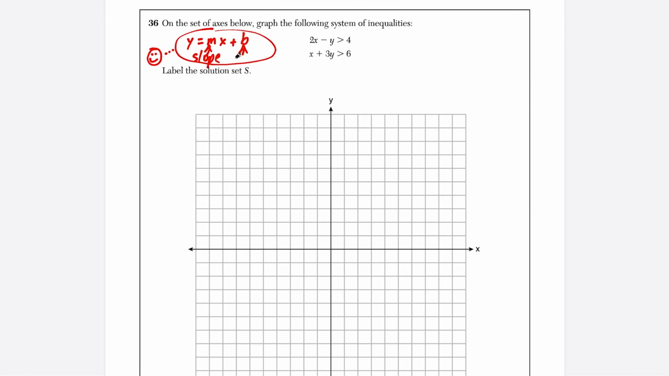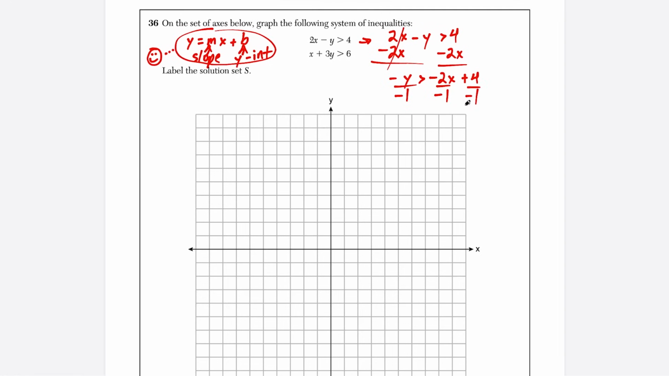I'm looking at the first inequality, 2x minus y is greater than 4. The first thing I'll do with this one is subtract 2x on both sides, because I want to get the y term by itself. So we're going to do minus 2x on the left and minus 2x on the right. 2x minus 2x cancels. We have minus y is greater than negative 2x plus 4. And now I'm going to divide everything by negative 1 just to get y on its own.